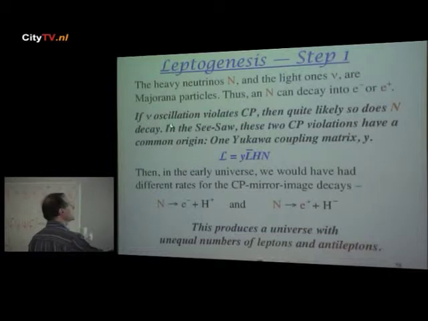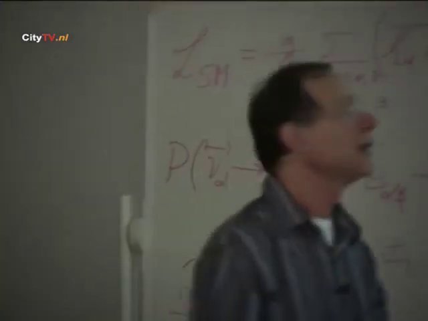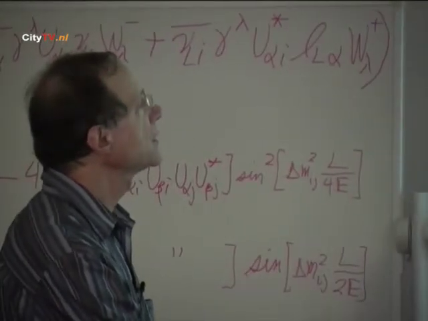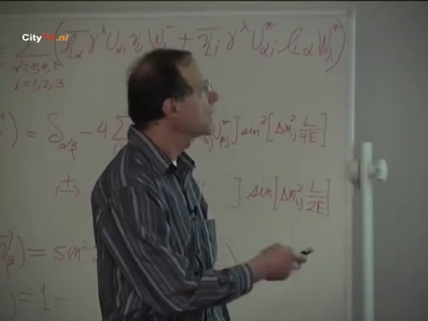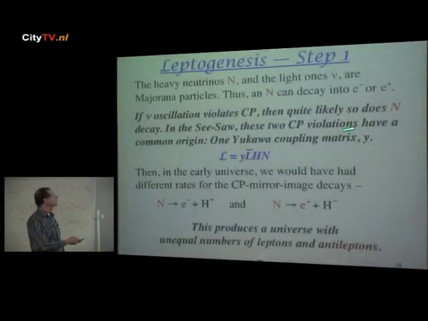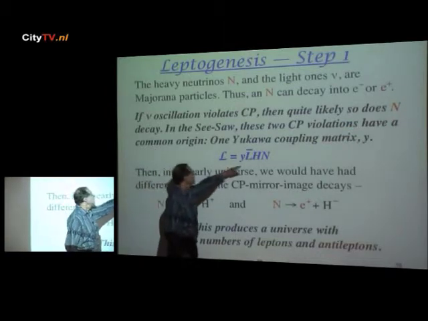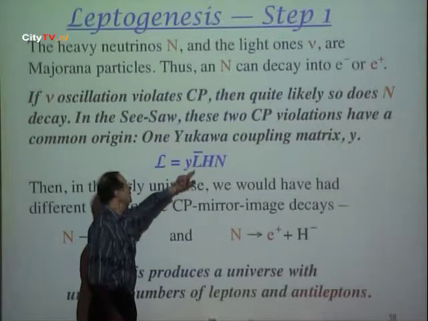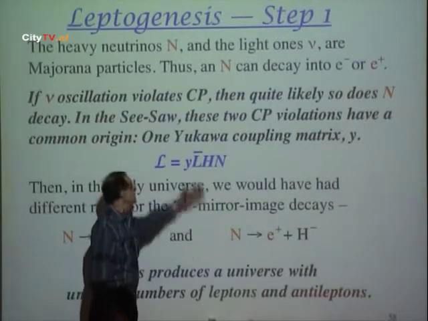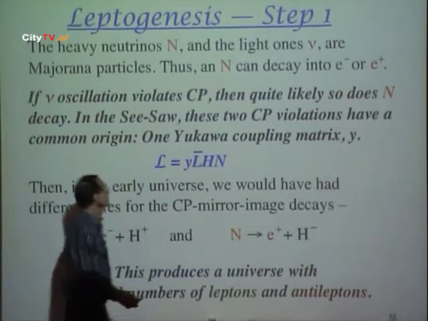if neutrino oscillation violates CP, if the anti-neutrino oscillation probability is different than the neutrino oscillation probability, then quite likely those heavy N decays in the early universe violated CP also. Because in the seesaw, these two CP violations come from the same place. They come from a matrix of so-called Yukawa coupling constants, Y, which couple these heavy neutrinos to the Higgs doublet of the Standard Model and the Standard Model lepton doublets, each of which contains a neutrino and a charged lepton, and there are 3 of them, 1 for each family.